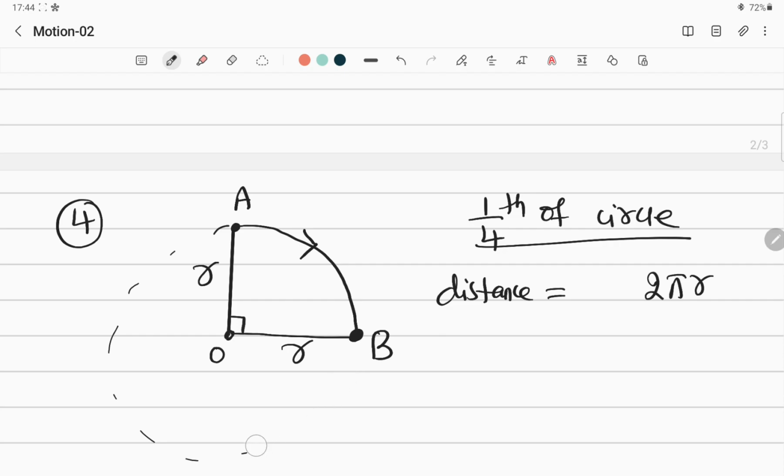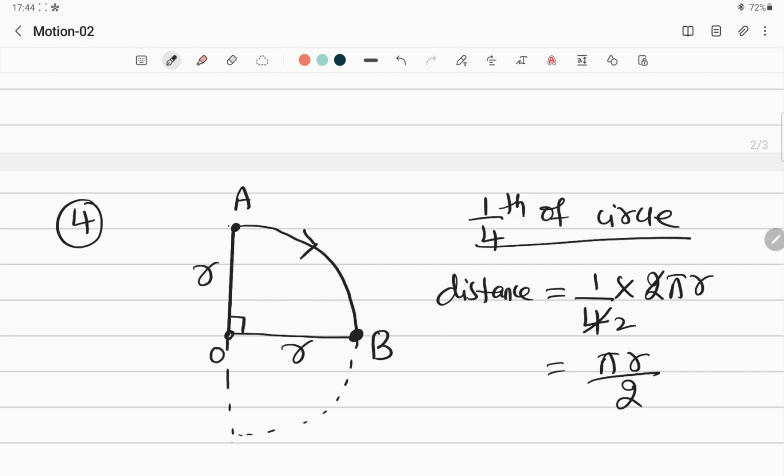But how much distance has this boy covered? How much length has this boy covered? This boy has covered only 1/4 distance. So the distance becomes pi r divided by 2. Otherwise you can think of it like this: a semicircle means the total length from this point to this point is pi r, and half of that means pi r divided by 2. You can think like that also. There is no issue with that.